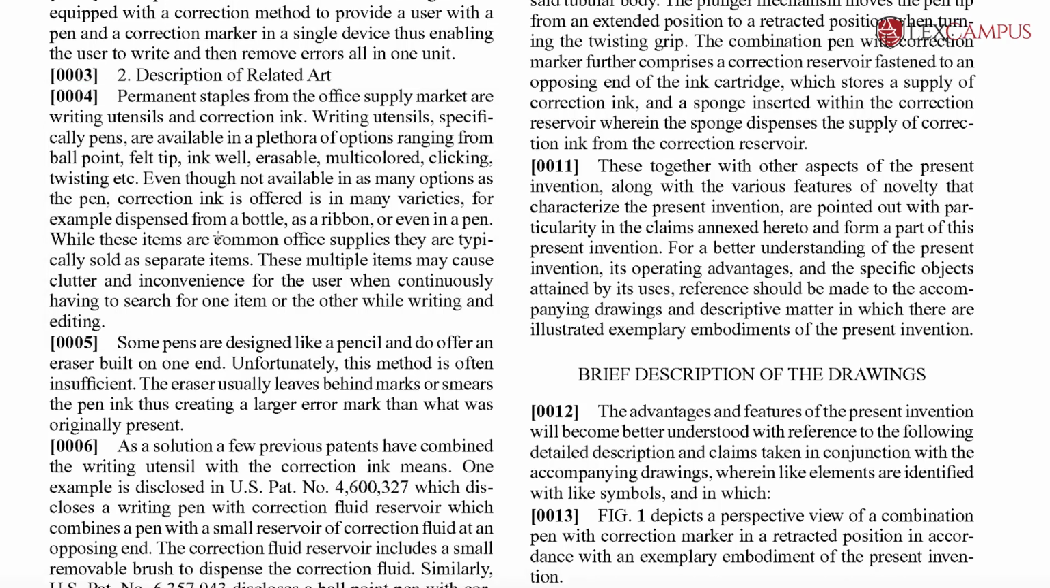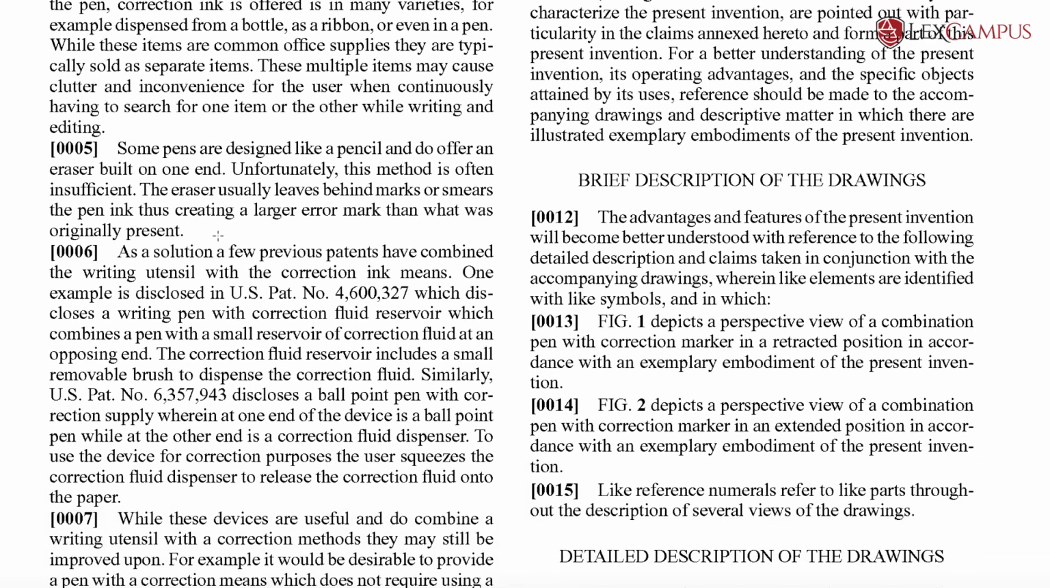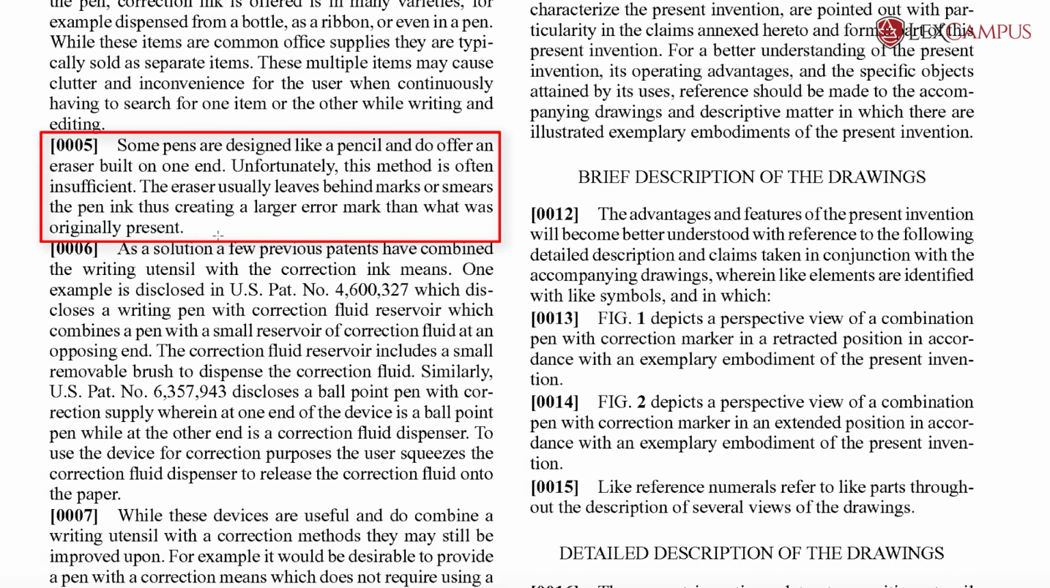That's the background. Now in para 5, they mention some pens are designed like a pencil and do offer an eraser built at one end. Now this is not an eraser at one end, it's a correction marker at the other end. But look at the parallel they are bringing. They are showing pencils with an eraser as a prior art or something which could be comparable. And they continue, unfortunately, this method is often insufficient.